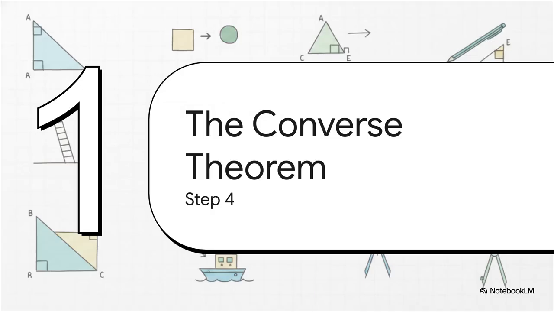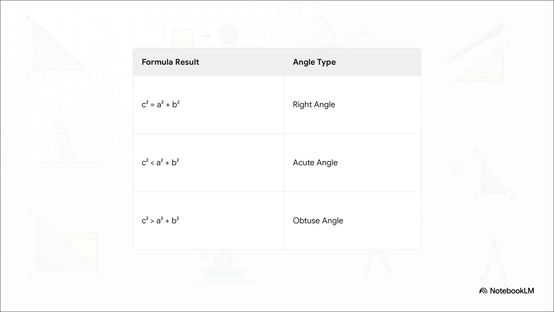Section 4, the converse theorem. Now this sounds kind of complicated, but it's really just doing Pythagoras' theorem in reverse to figure out the angles. Converse simply means running the whole theorem backward. Let's run through exactly how this works.